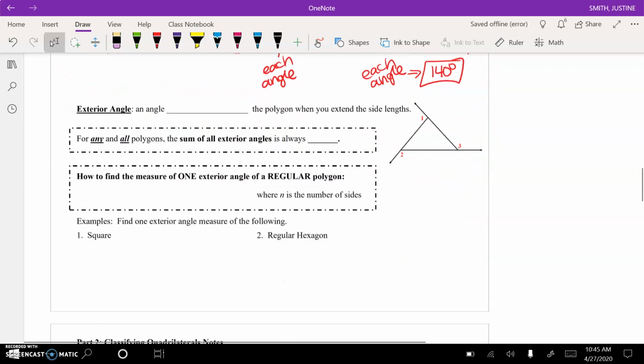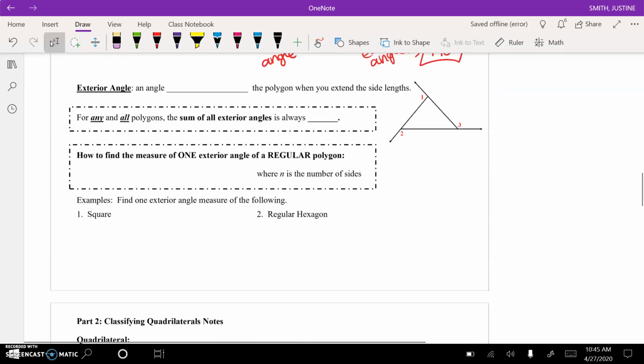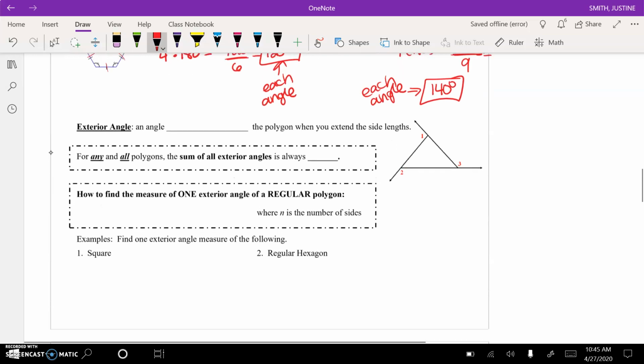For exterior angles, okay, an angle that's outside the polygon when you extend the side length. So all these numbered angles here would be exterior angles, okay? So for any and all polygons, the sum of all exterior angles is always 360 degrees, okay? So no matter what type of polygon it is, it's always going to sum to 360 degrees.